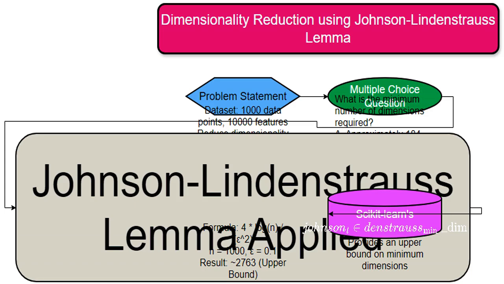johnson_lindenstrauss_min_dim from a Python library called scikit-learn. This function helps me find an upper bound for the minimum number of dimensions needed. It doesn't give the exact minimum, just a value that's guaranteed to be high enough to satisfy my needs.